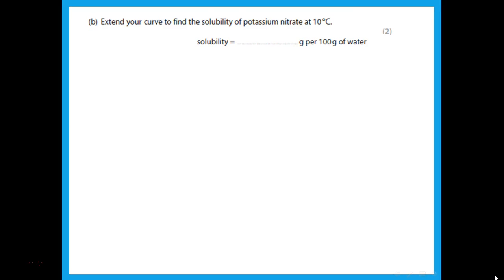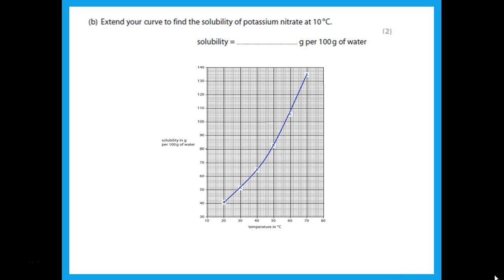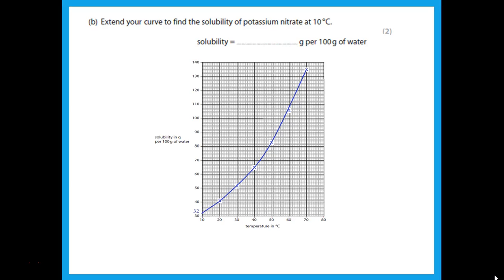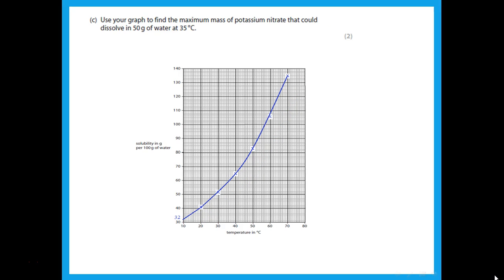Now, extend your curve to find the solubility of potassium nitrate at 10. So this was your original curve. So what are we supposed to do? He wants at 10. Where is 10? 10 is way down there. So I need to extend my graph. To extend my graph, I need to extend it in the same way that it's going down. So it should look something like this. Now when I extended it to 10, the solubility is 32. So my solubility is 32 grams per 100 grams of water. Can you see that? Okay.